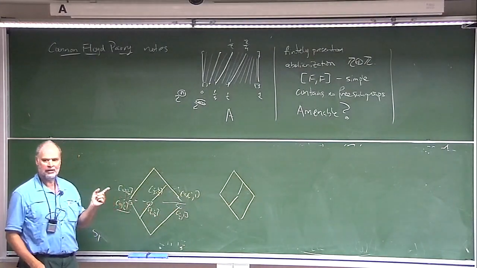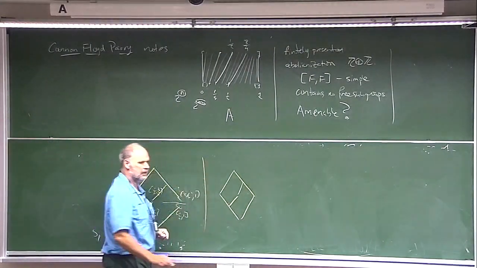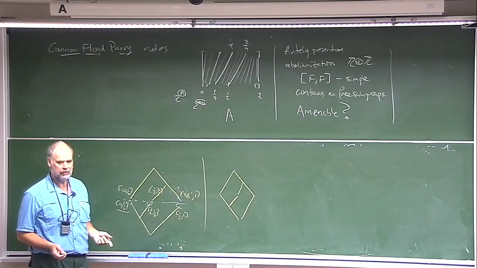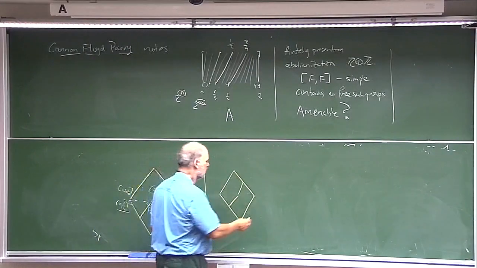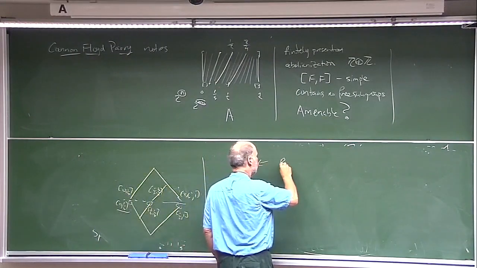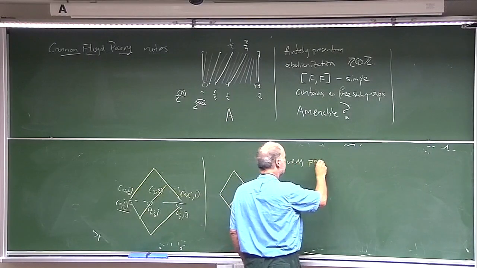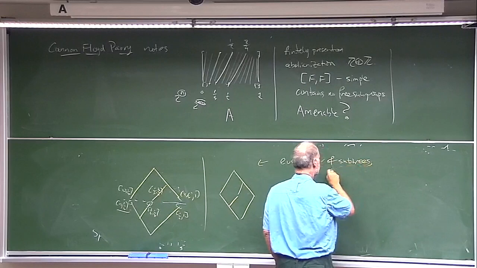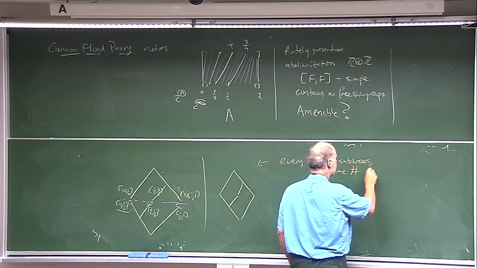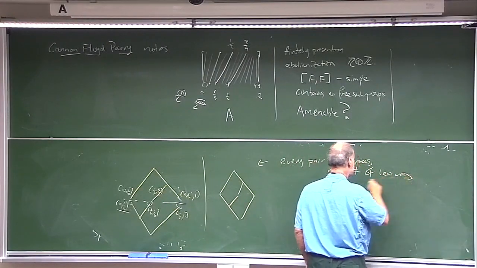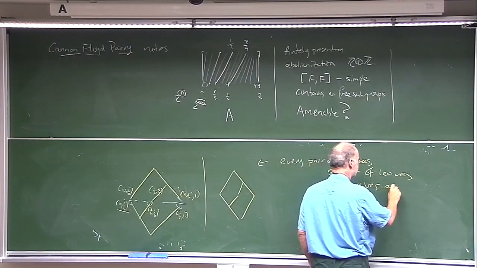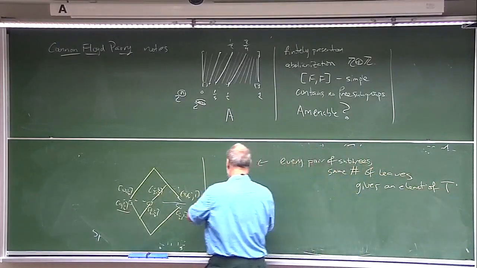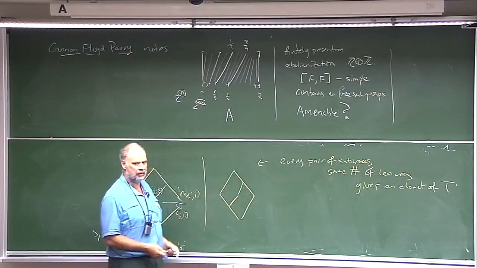Okay? So this is a very nice concrete way to realize Thompson group elements. It's simply a pair of trees with the same number of leaves. So the moral is every pair of trees with the same number of leaves gives an element of the Thompson group. Because it tells you which interval to send to which interval, and the scaling factor is then obvious.